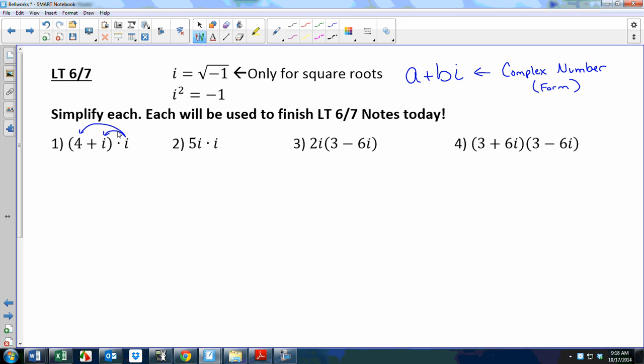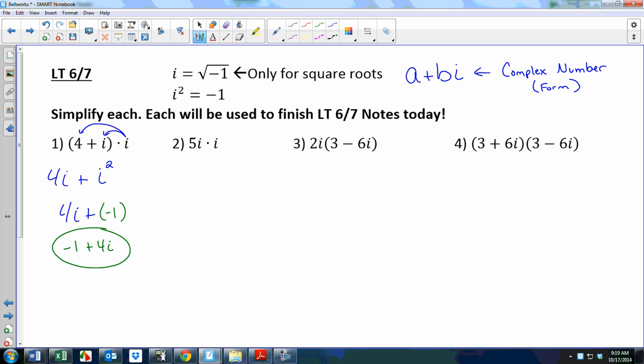All right, so i times 4 and i times i. 4i plus i squared. And then there's that i squared, so you can replace it. 4i plus -1. And the final answer is 4i minus 1. But I'm going to put it in the order that the complex number a plus bi goes. The order is real part first, -1 first, imaginary part second, positive 4i. So it's a complex number.